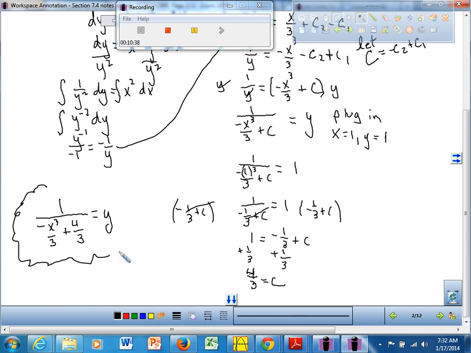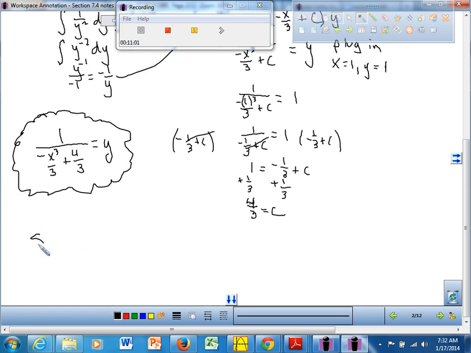Write yourself a couple of notes. You want to get y by itself. It doesn't have to be y to the first necessarily. You want to get y alone. And then secondly, your solution should always be a function. That's very important. Your solution should be a function. So write that in.